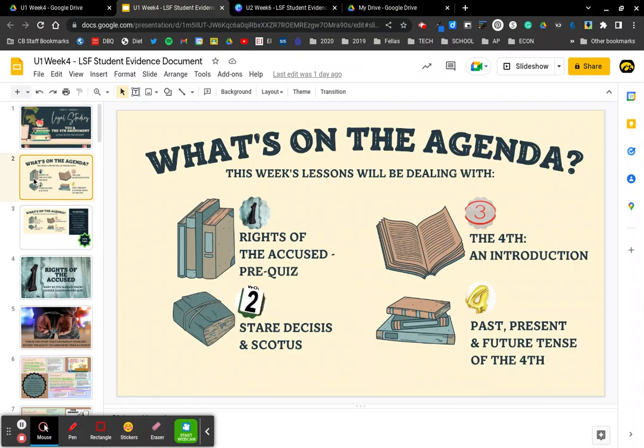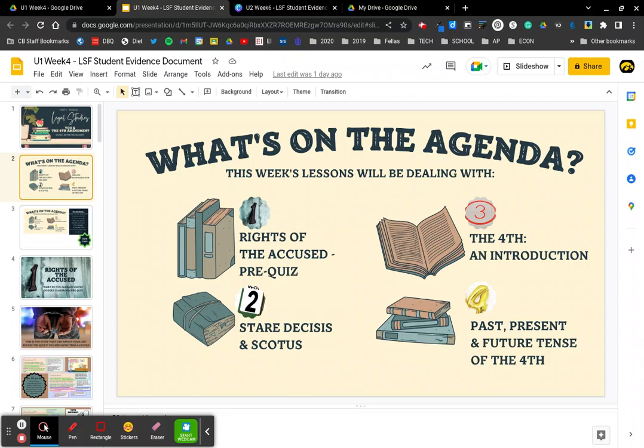Okay, so on today's agenda, we've got a really quick quiz for the rights of the accused, a lot of which you kind of know, things like the Fifth Amendment and the Sixth Amendment, things like fair and speedy trials and protection against self-incrimination. And then we're going to get into something called stare decisis and SCOTUS, which stands for the Supreme Court of the United States, and talk a little bit about how they use precedent.